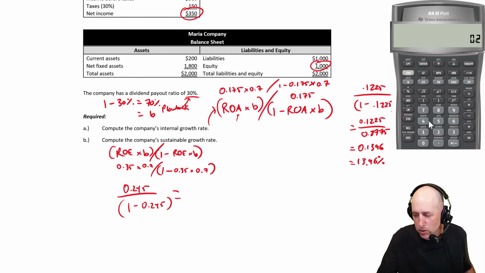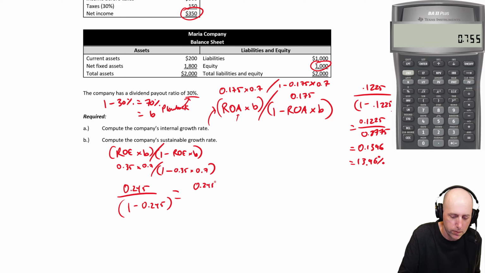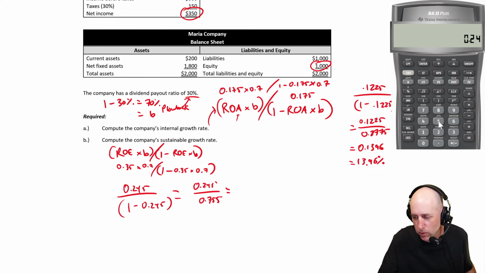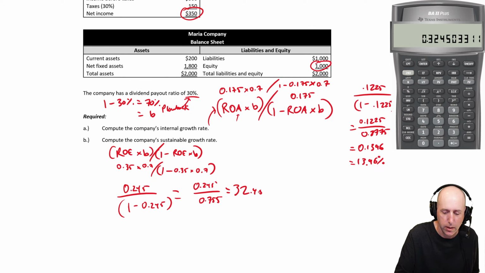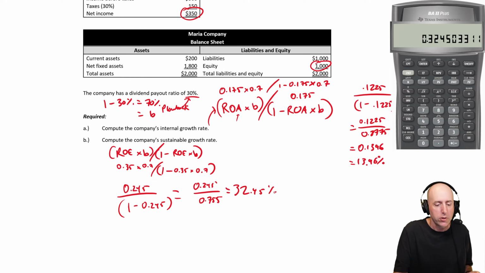1 minus 0.245 is 0.755, so 0.245 over 0.755, and let's at long last get a number. 0.245 divided by 0.755, we get 32.45%. So remember what this ratio was. The first ratio, I think, is very clear, at least in my mind.